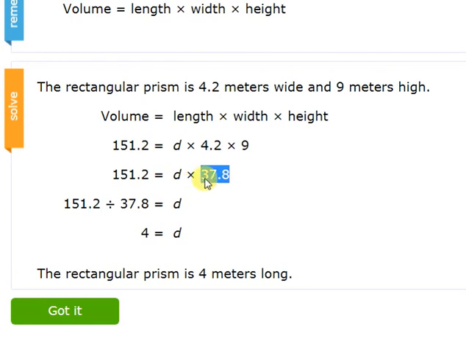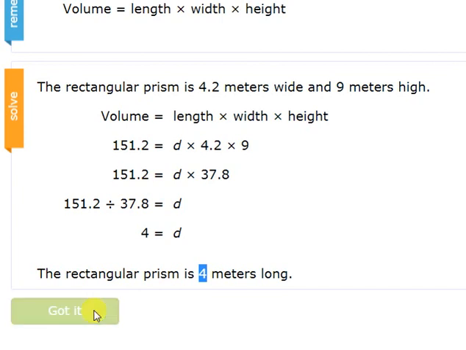Yes, you better know how to solve equations. To separate d out, we have to divide on the other side of the equation. So 151.2 divided by 37.8, and you can simply do this, and your answer will be 4. That means the value of d is 4. So this is the same.